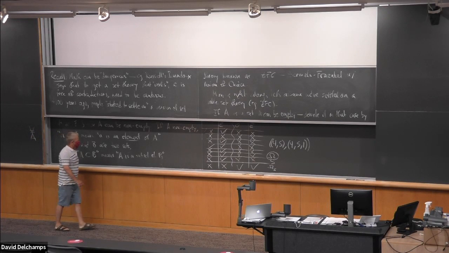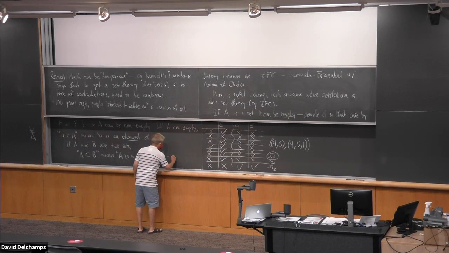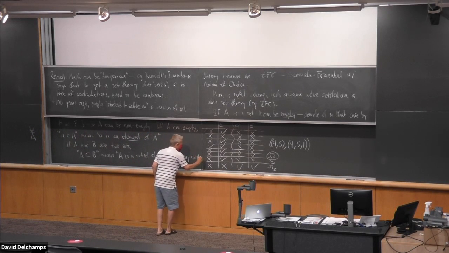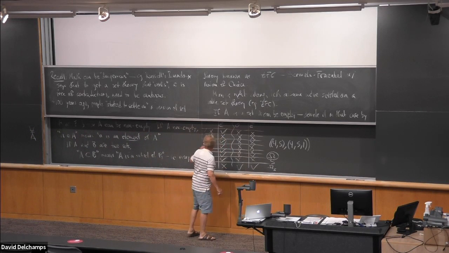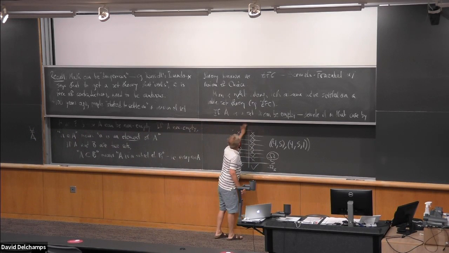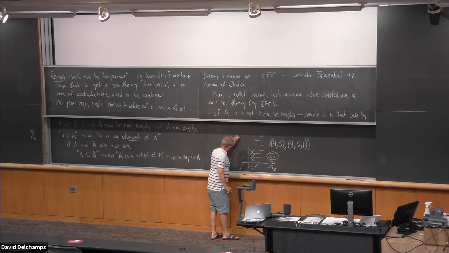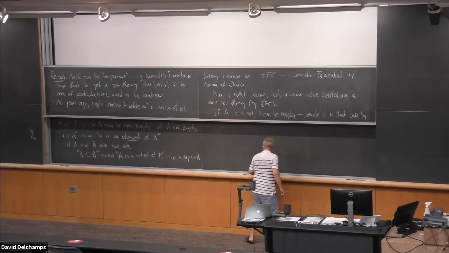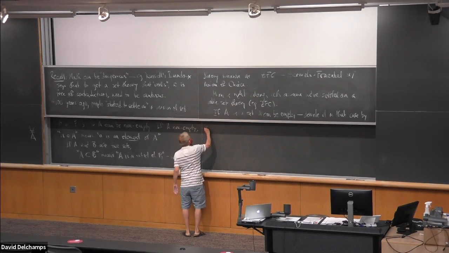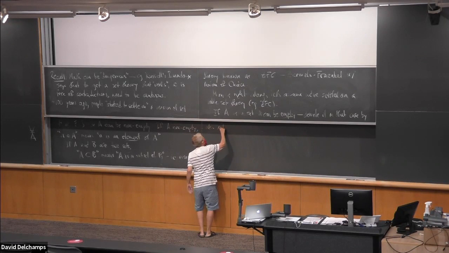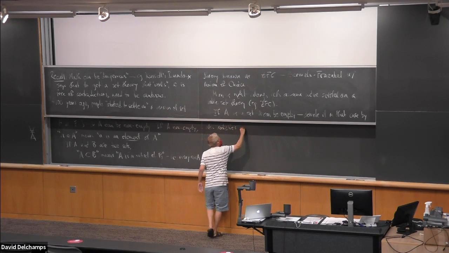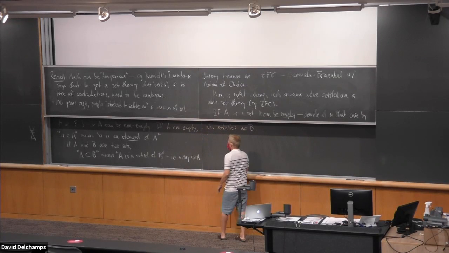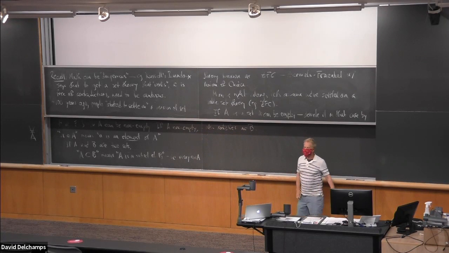What does it mean for A to be a subset of B? That is to say, every a that's an element of A is also an element of B. That's all it means. Okay, so that's what it means for A to be a subset of B.